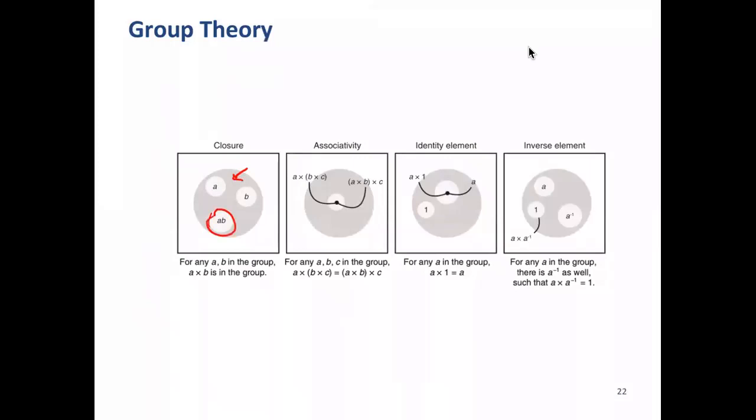Similarly, associativity: A into B into C is the same as A into B into C, where A and B are multiplied first and then multiplied with C. Element A multiplied by the unity element will always give the same element. Most interesting is the inverse element: you have to find two elements in the set, A and A inverse, which when multiplied give the value of 1. So you'll have to think about how to do this.